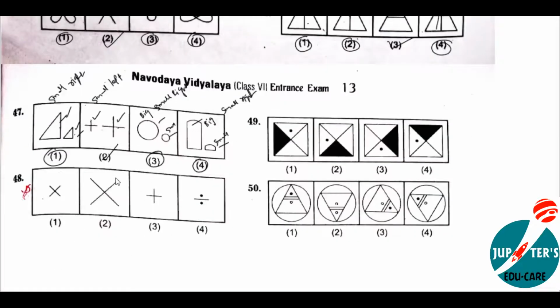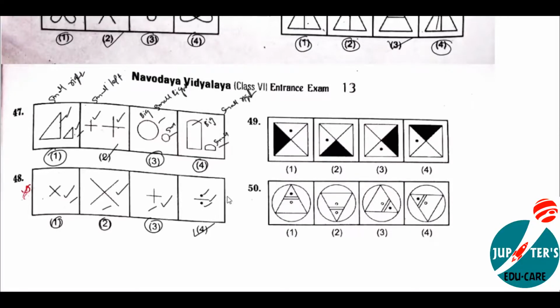Next, question number 48. In the first option, this design is made by lines. In option 2 also, this design is made by lines. In option 3, this design is made by lines. But in option 4, this design is made by lines and dots. So, in options 1, 2, and 3, these three designs are made by lines. In the case of option 4, it is not completely made by lines. So, option 4 is our answer.